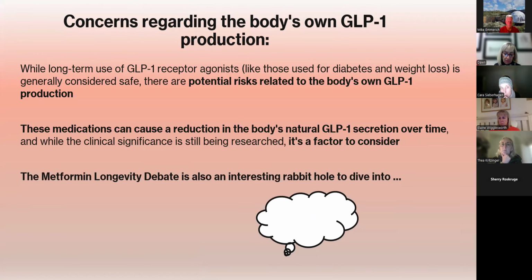So this comes to what we were just chatting about now, concerns of where we're going to be regarding GLP-1 production. The science says that there's a potential risk related to the body's own GLP production. The studies use this as part of their conclusion findings, that we're not sure of the clinical significance, but we know it's a risk factor.